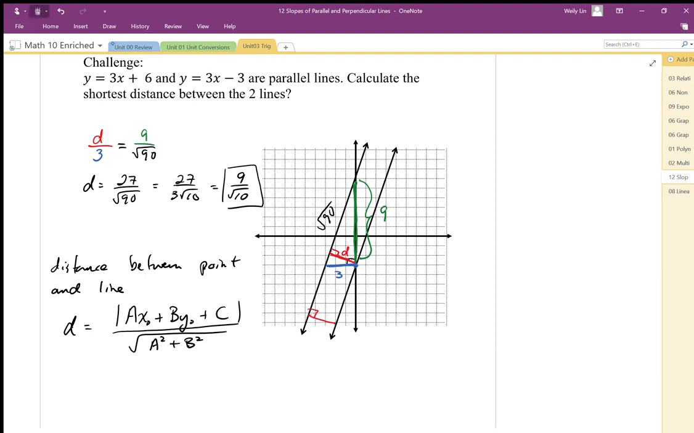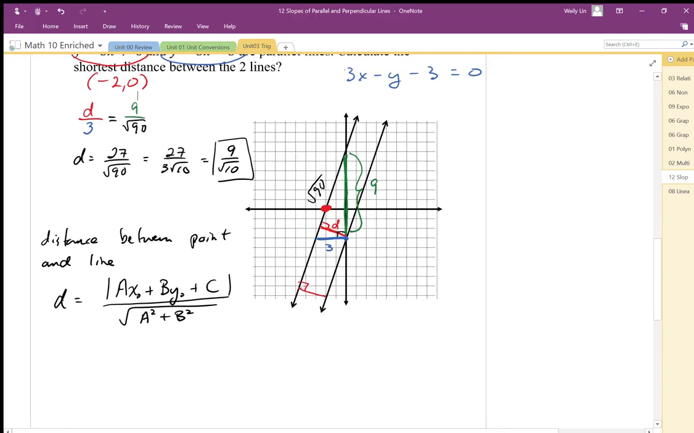So I'm going to take this line here and just rewrite it in general form. So 3x minus y minus 3 equals 0. And then I'm going to take a point on the other line. So this line here, I'm just going to use the 0 here. Okay, so I'm going to use the coordinate -2 and 0. And by doing that, I can find the shortest distance between that point and that line, and that will represent the same distance that I calculated here. So I should end up with this exact same value of 9 over root 10.